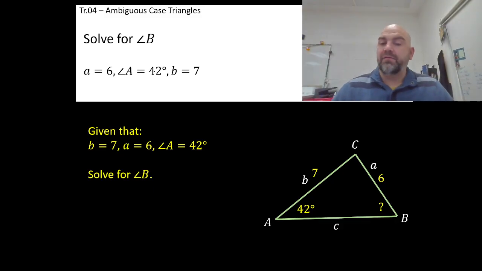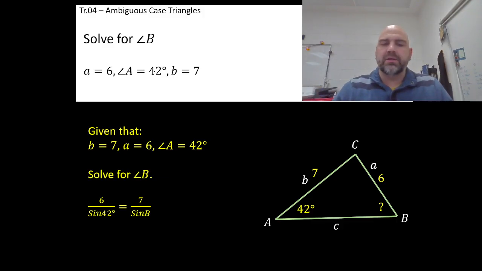Well, we have big A, little a. We have little b. That means we can use sine law. Woohoo! That's pretty simple, right? So we put it into sine law. We have 6 over sine 42, there's our two a's. We have 7 over sine b, our two b's. And we just need to now solve for sine b.